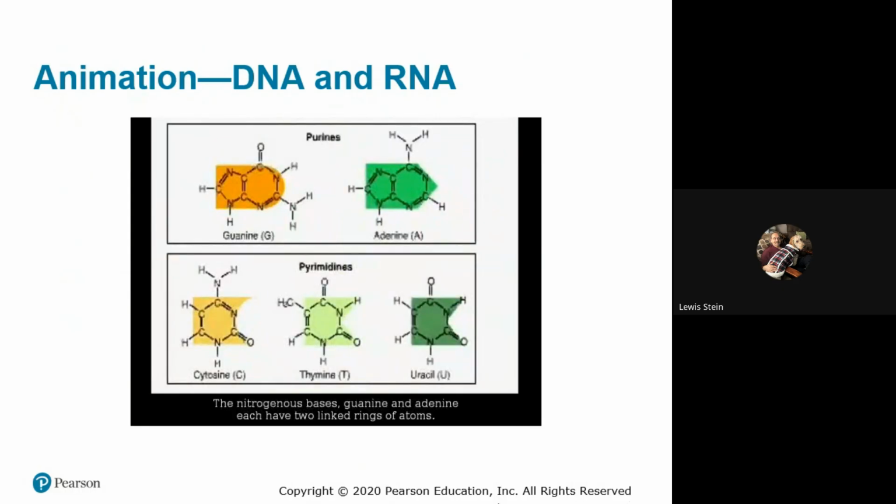The nitrogenous bases guanine and adenine look almost identical. They are linked rings of atoms.